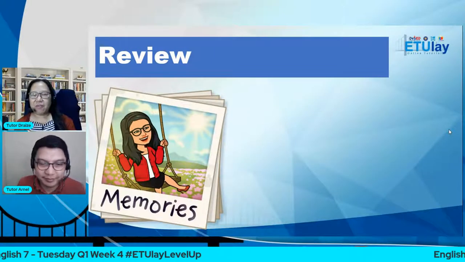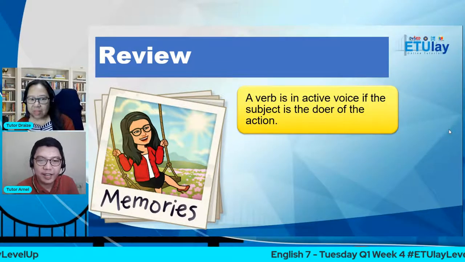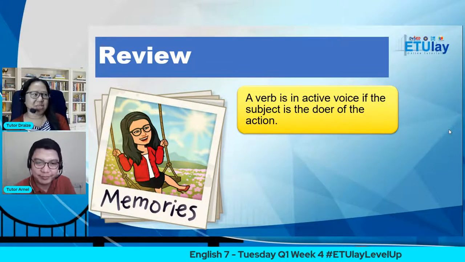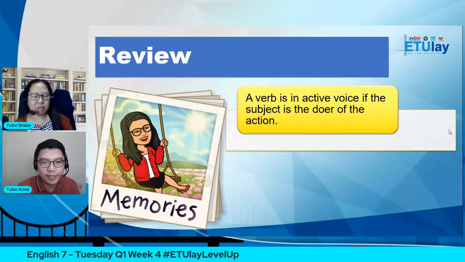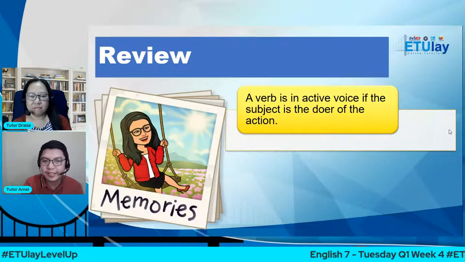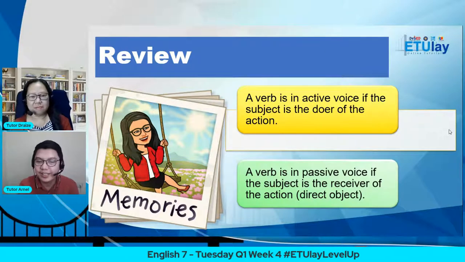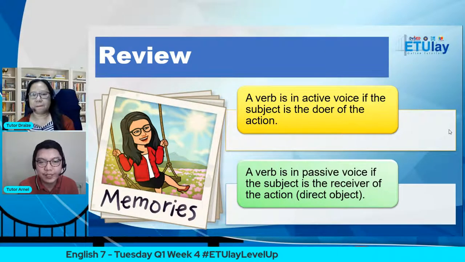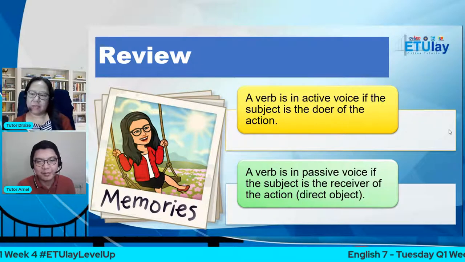So let us now have a quick review. Sir Arnel, can you please help me out with this one? So, what were the past lessons? The past lesson talked about the verb. It's about active and passive voice. A verb is in active voice if the subject is the doer of the action. So let's never forget that, students. And a verb is in passive voice if the subject is the receiver of the action or the direct object.